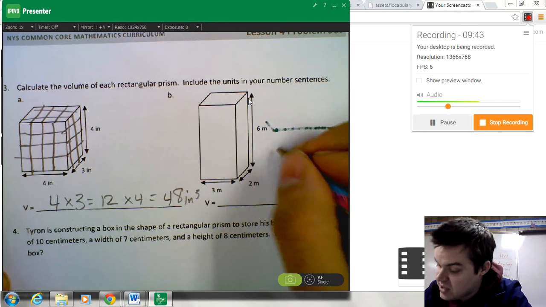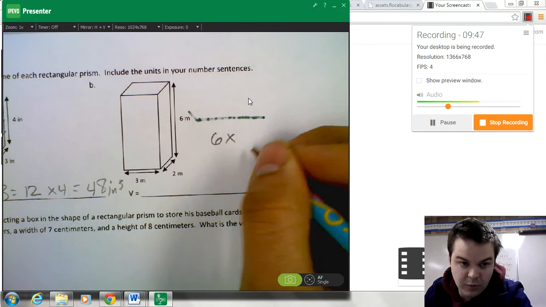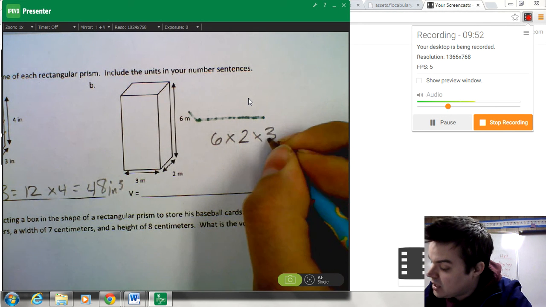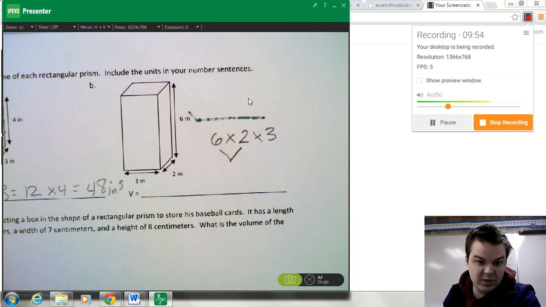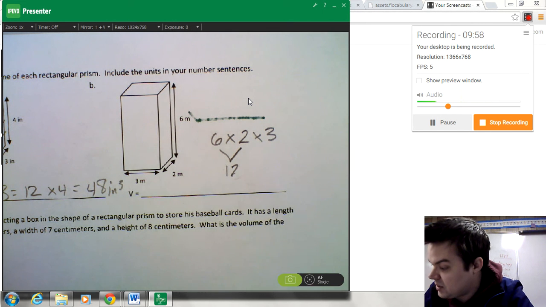Now, for this one, same thing. Here's another way you could write it and solve it. You could do 6. You can start with the height if you want. It doesn't matter with multiplication. You go either direction. 6 times 2 times 3. You can put little carrot sticks down here and multiply them one at a time. So that's 12. Oh, I broke my pencil.